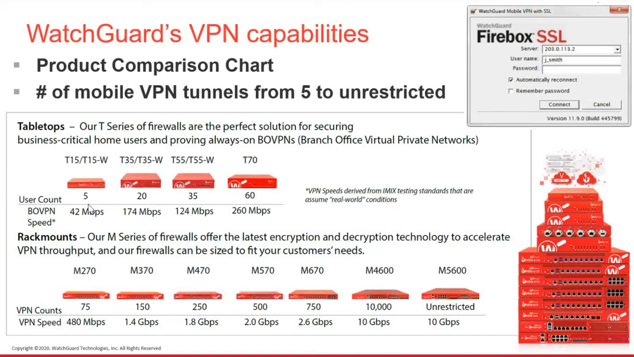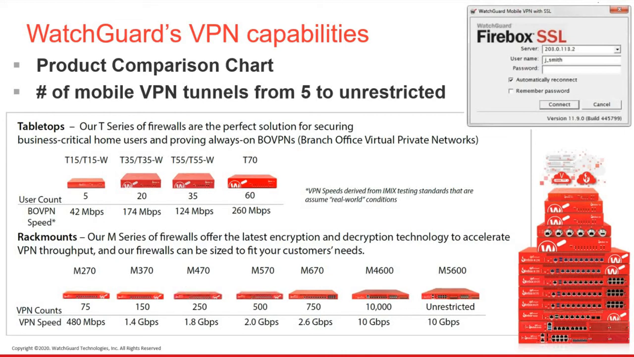You can look at the number of VPN per box. We start from 5, 20, 35, 60. When we're talking about VPN connection, we're talking about concurrent VPN connection. So if your company has 70 people who need to connect to the office, but not all at one time, only 60 people connected at one time, then you can go for the 60 VPN.